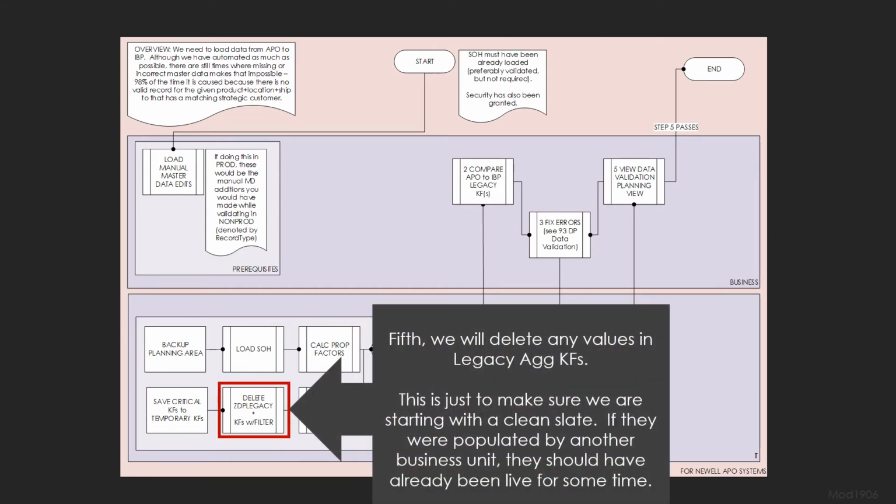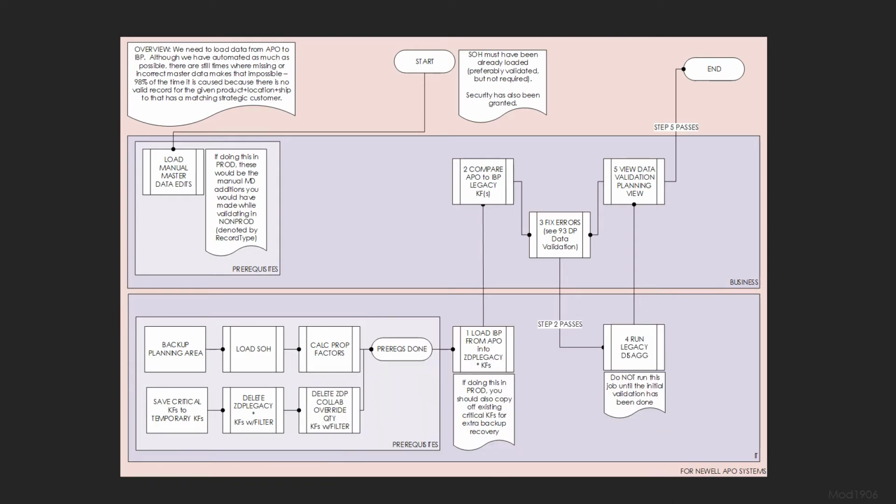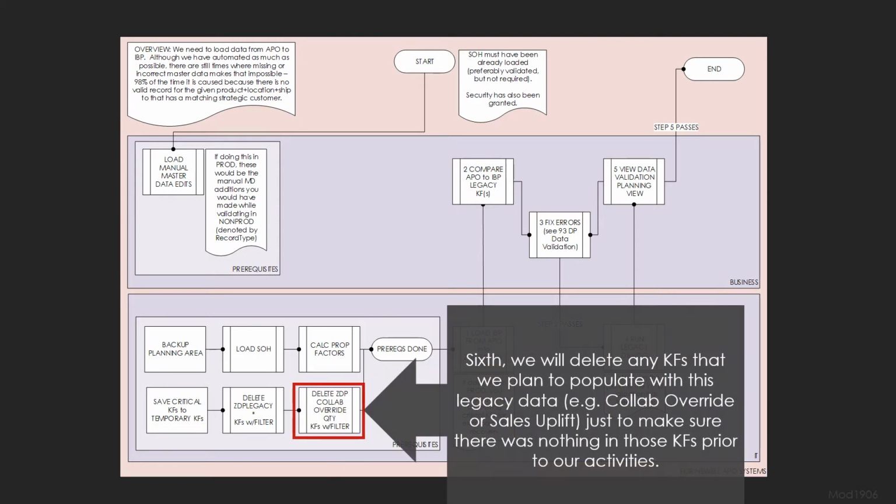Fifth, we will delete any values in legacy ag key figures. This is just to make sure we are starting with a clean slate. If they were populated by another business unit, they should have already been live for some time. Sixth, we will delete any key figures that we plan to populate with this legacy data, for example, collab override or sales uplift, just to make sure there was nothing in those key figures prior to our activities.